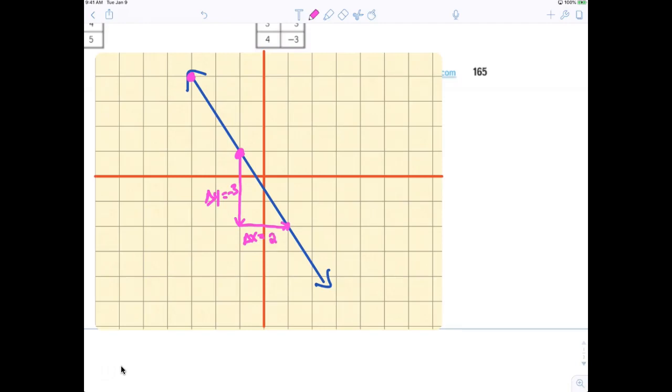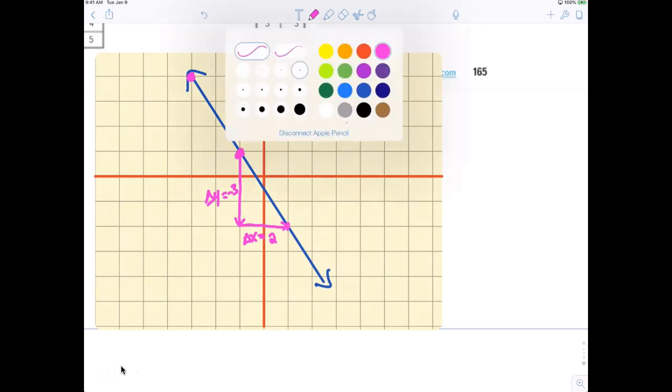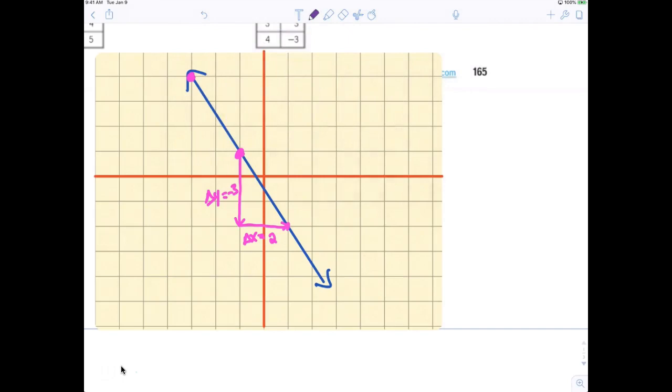Hold on a minute, I'm going to get to you. Next step. I always have kids who say, well, what if I don't want to go that direction? What if I want to start on this point and I go up? How much would I be going up? 3. Now, you got to be careful. How much am I going to the left? -2. So in this case, delta y is 3 and delta x is -2.